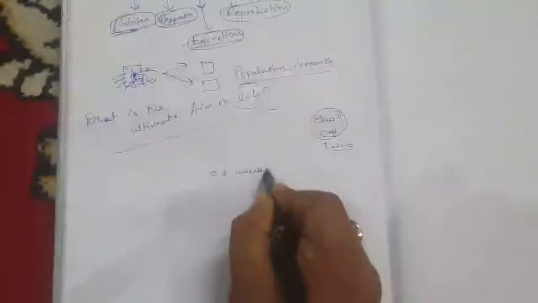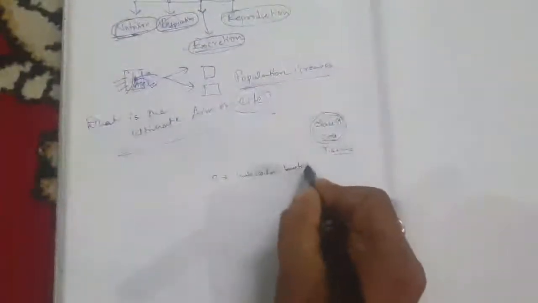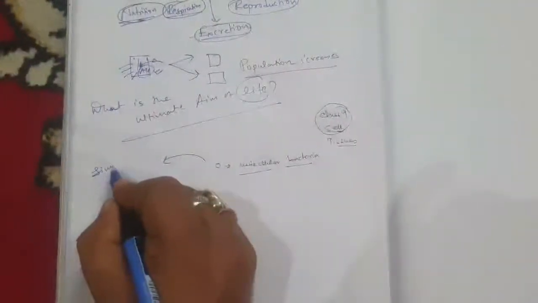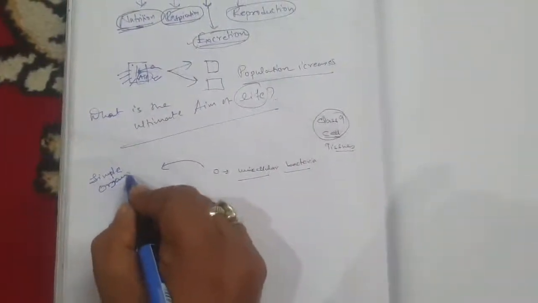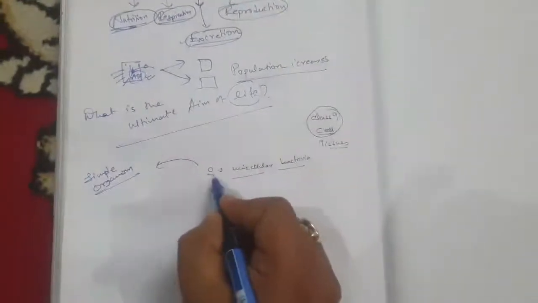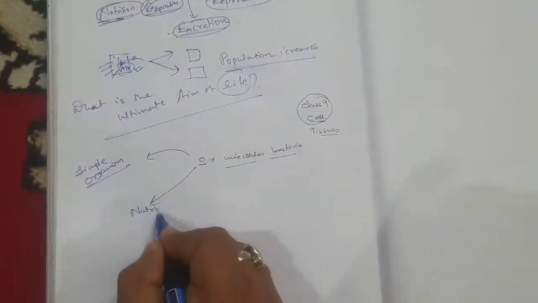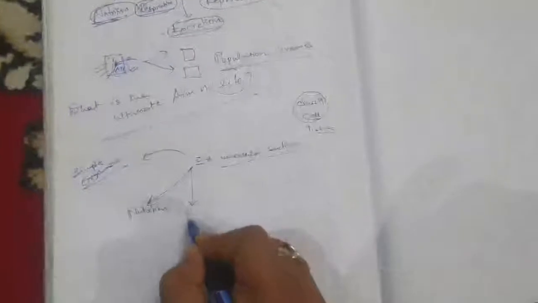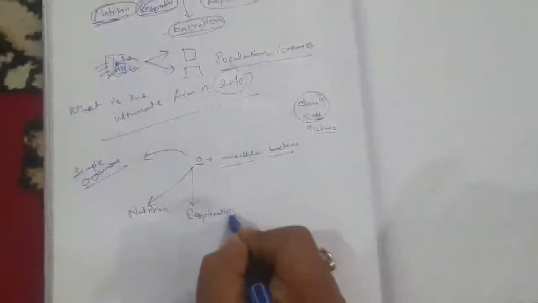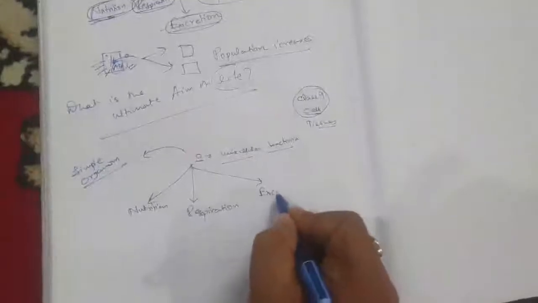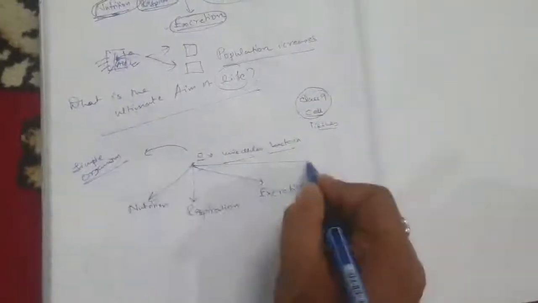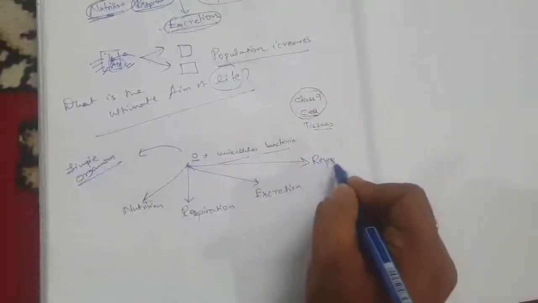if I talk about a unicellular bacteria, this unicellular bacteria is a very simple organism. Very simple organism, just one cell. But with one cell also, it performs nutrition. It performs respiration. It performs excretion. And it also performs reproduction.